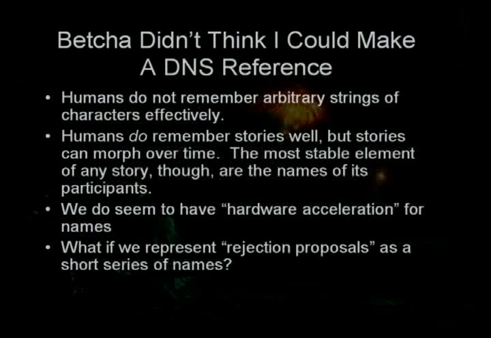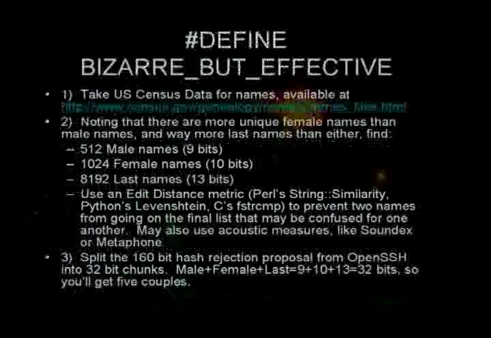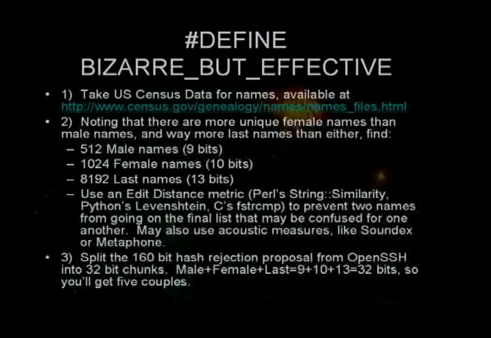But you know what's really stable in stories? Homer. Like the guy, Homer. Like the actual name. Names are an incredibly stable thing for the human mind to remember. They're the most stable entity in any kind of story. We seem to have some hardware or wetware acceleration for them. So what if we represent rejection proposals, instead of as a series of bytes, which we know is a failure, what if we represent it as a series of names? This is really weird, but I swear to God it works.